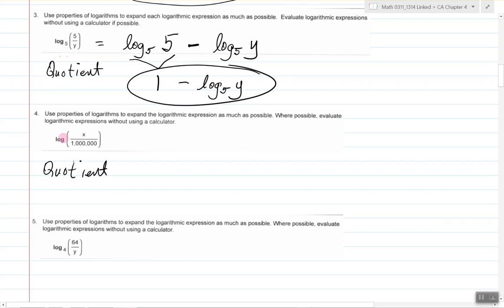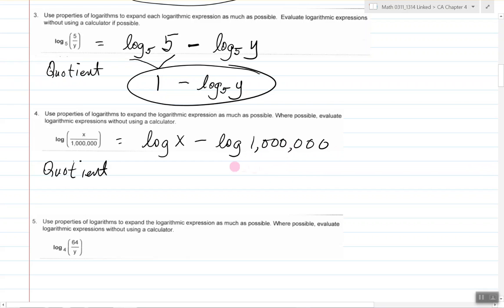Because I see division, it is the log, common log, so I don't write anything, of x, and since it is division, it's minus the common log of 1 million. Whoops, that's a 0. Now this is base 10. We should be able to simplify this because this is a power of 10.